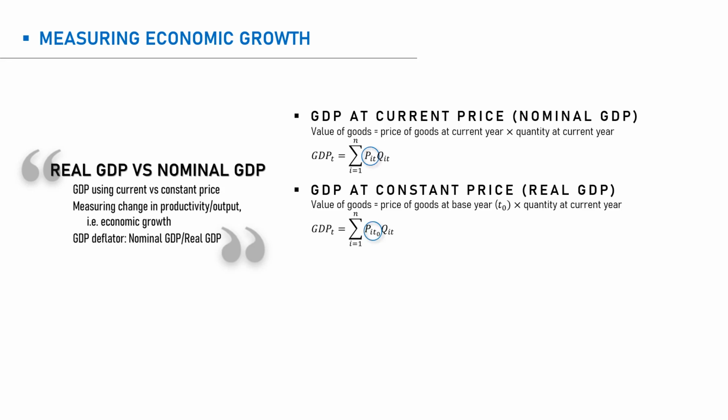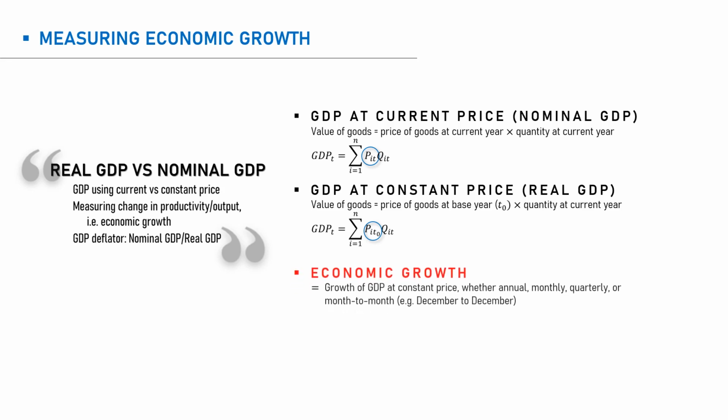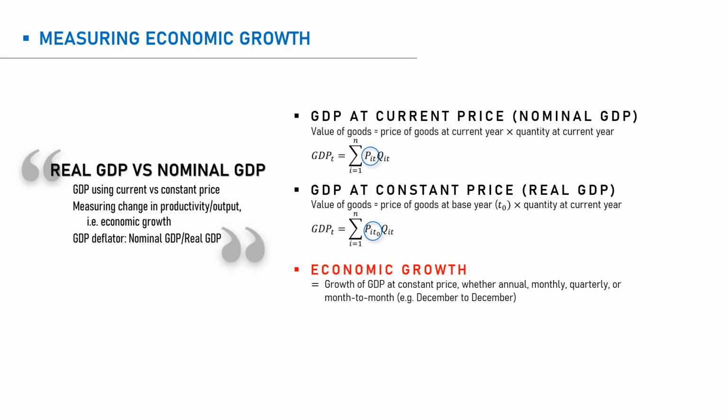At the very beginning, I already said that economic growth is basically a measurement of output growth. That is why economic growth must be calculated using GDP with constant price, or real GDP, so that the changes that occur will reflect only changes in output. This is how the growth is calculated using the real GDP.